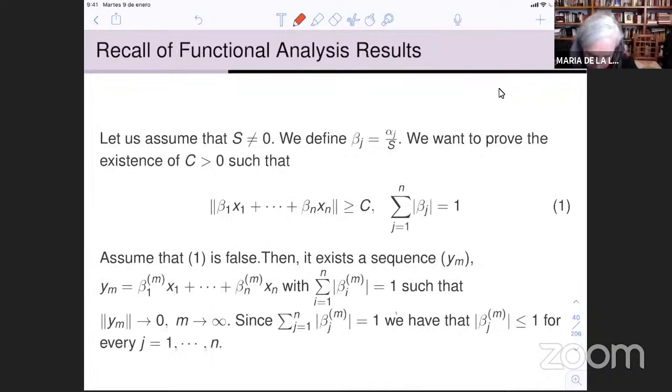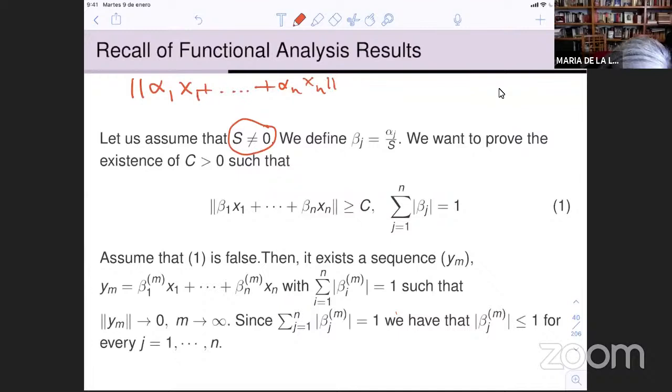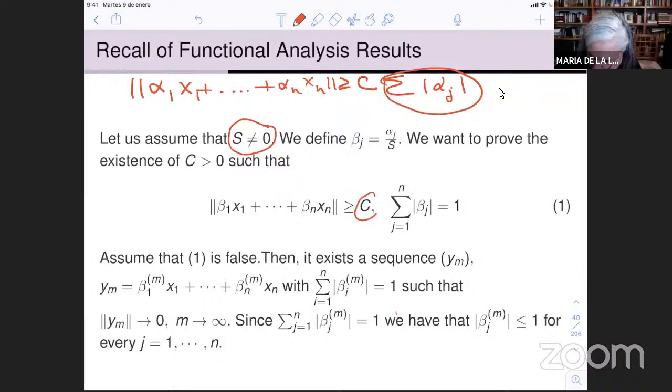Now, let us assume that S is not zero, okay? So I will define new coefficients, new scalars, beta_j as alpha_j divided by the norm one of alpha. So what we want to prove, recall, is that the norm of alpha_1 x_1 plus ... plus alpha_n x_n is larger or equal than C times the sum of the alpha_j, okay? So I am dividing by S. So on this side, we get one, okay? So here is this C.